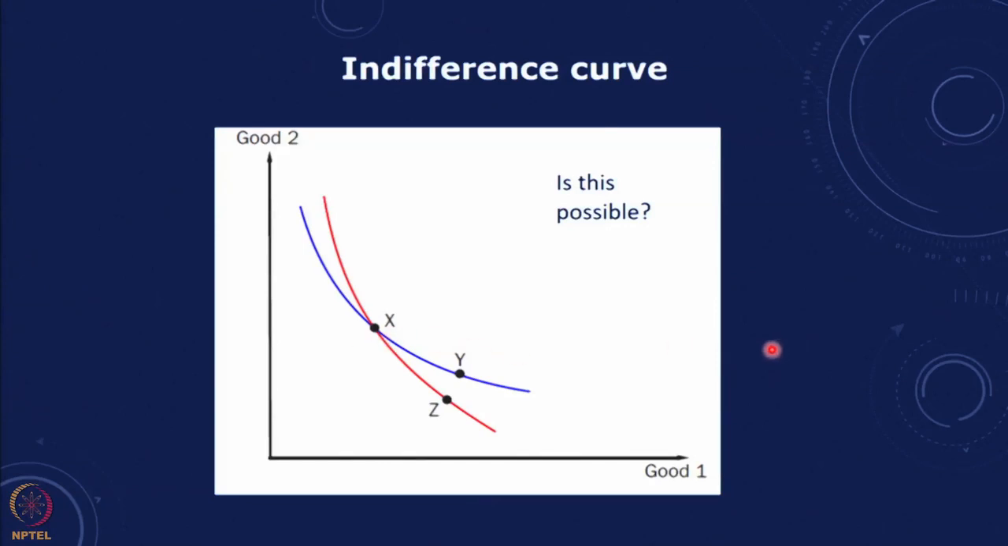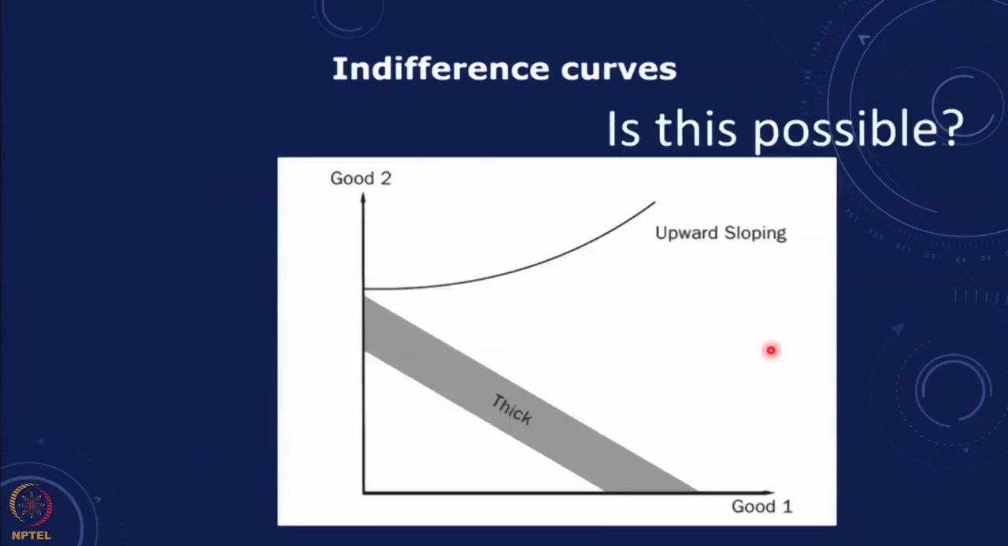The other thing is, is it possible, let us look at this, it is not possible to have an upward sloping indifference curve.